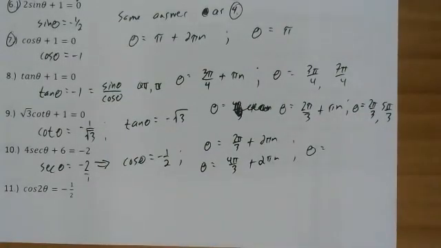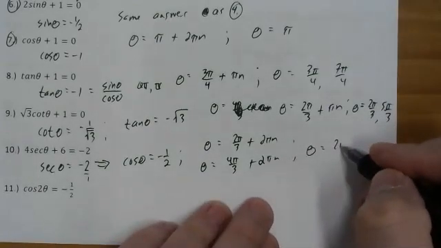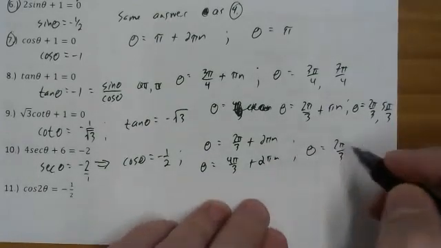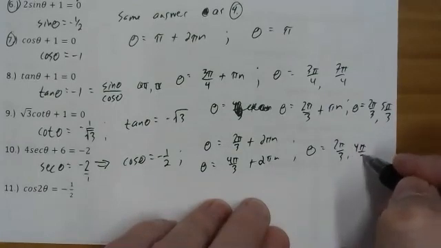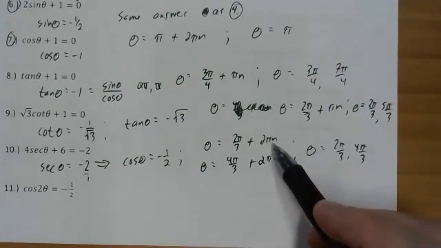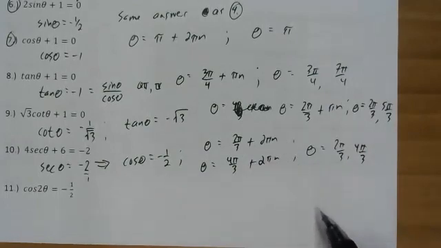Now for my specific solutions, when n is 0, 2 pi over 3. When n is 0, you get 4 pi over 3. If n is 1 for both of these, you're outside your allowed interval. So therefore, here are two solutions.